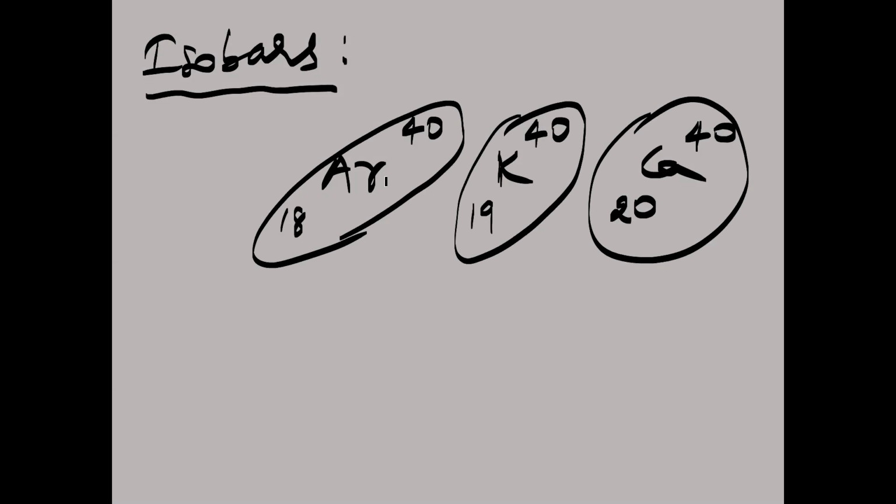Now, atoms of different elements. This atom is of the argon element, this atom is of the potassium element, this atom is of the calcium element. So 3 different atoms of different elements. Different atoms of different elements having the same mass number but different atomic numbers are called what? Isobars.